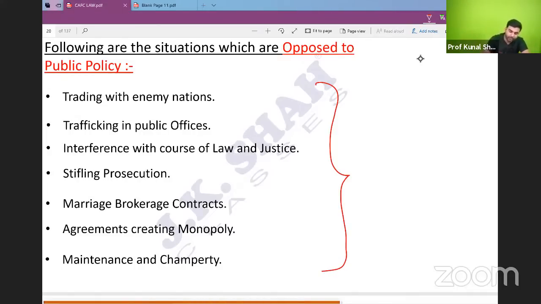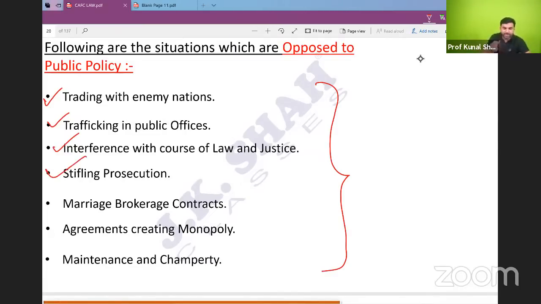Next, stifling prosecution, which means you are trying to give a bribe to the witness of the court. You are trying to change the statement of the witness of the court. Then even in that case, it is opposed to public policy. Sorry to say, there cannot be a valid contract over here.